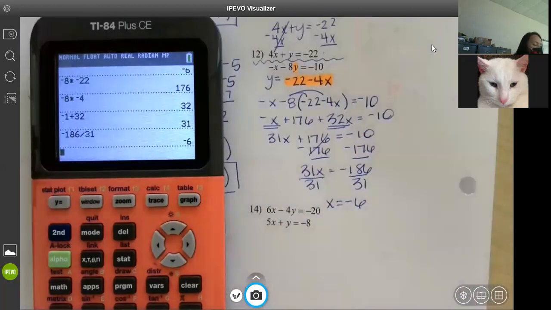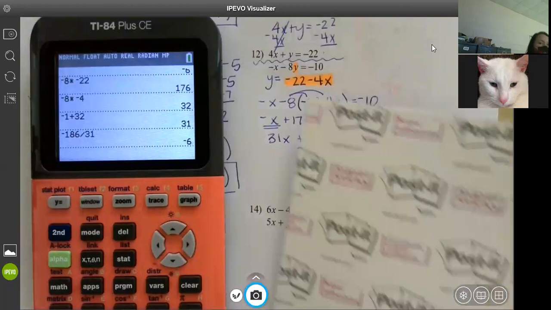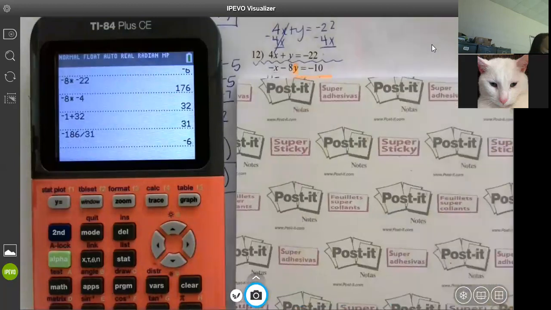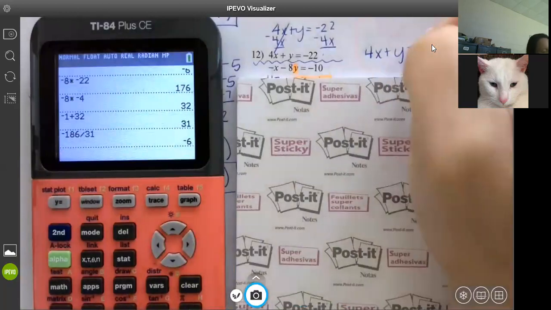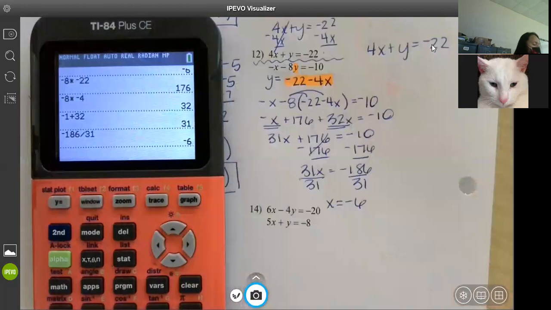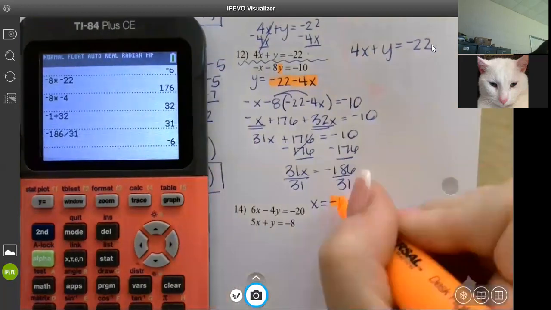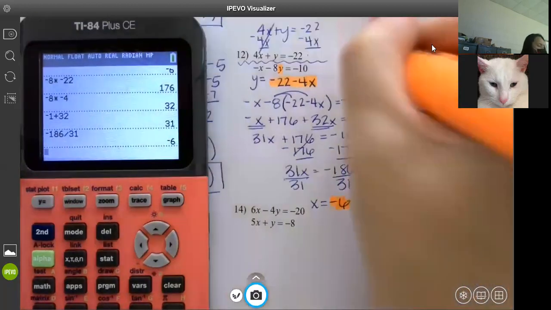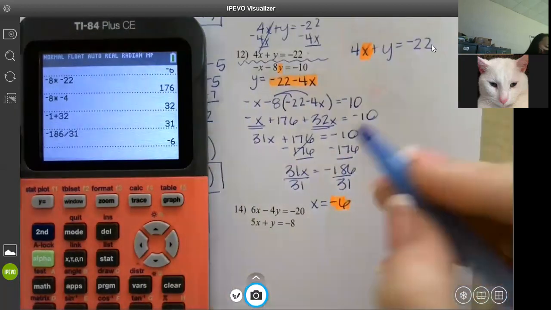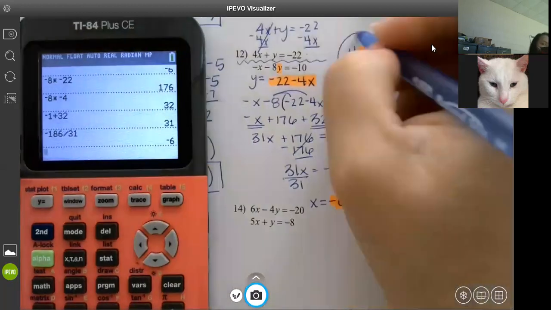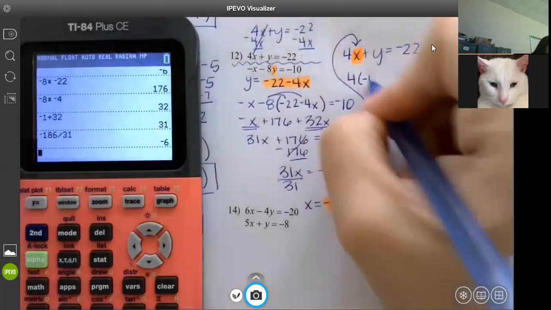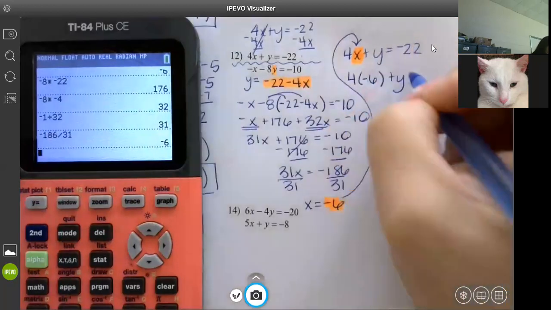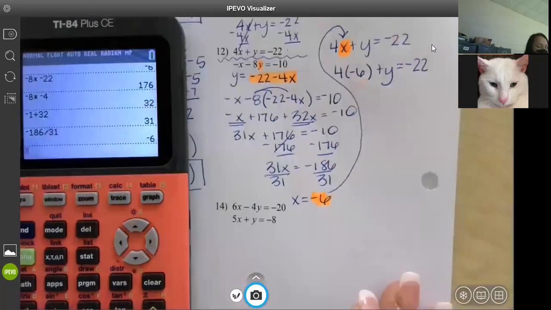Go back to the original two equations. Whichever one looks the easiest, I think the top one does. It's usually the one that you mess with. And rewrite it. We're going to take this x and plug in for that x. So we're going to get 4, and we're going to put a parenthesis in negative 6, plus y equals negative 22.